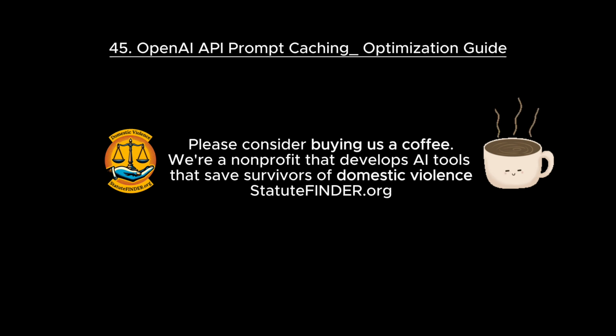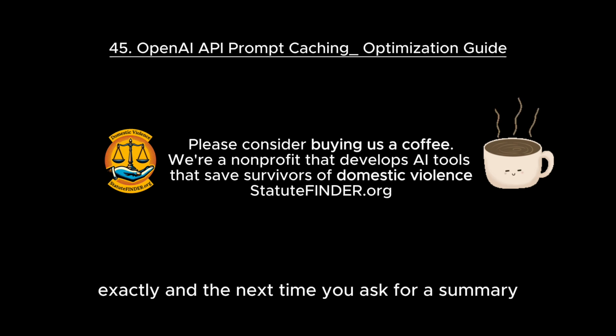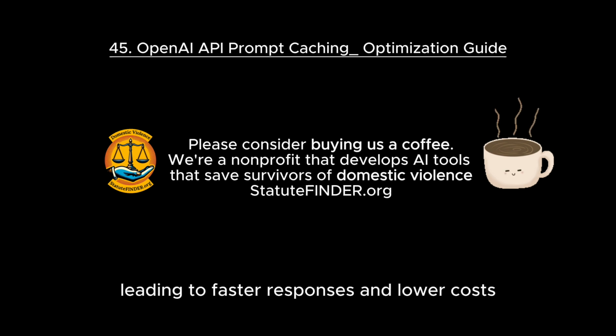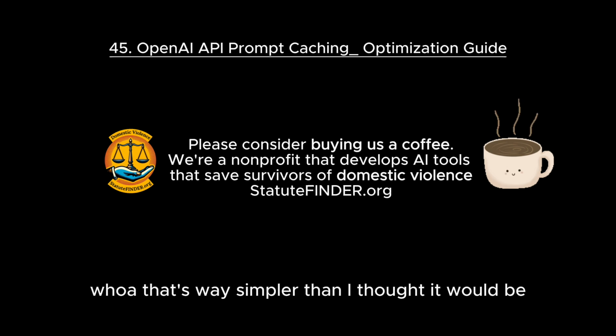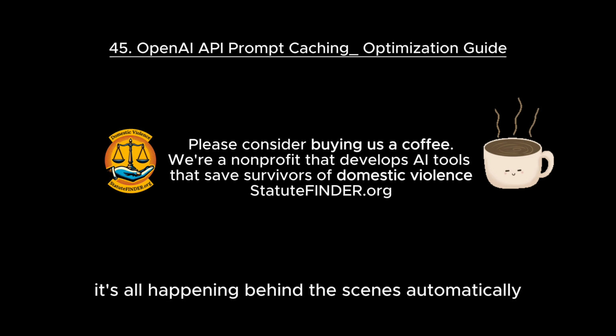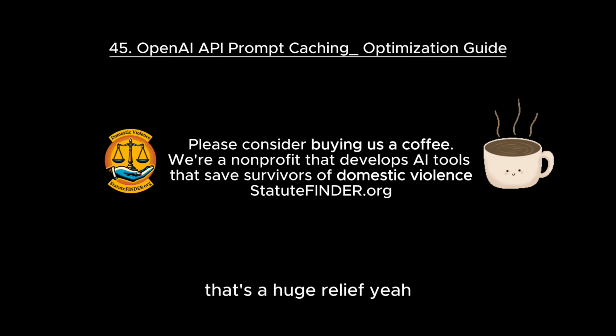So it's like the AI is learning from my past requests and getting smarter over time. That's kind of mind-blowing. Exactly. And the next time you ask for a summary, it doesn't have to start from scratch. It can reuse those calculations, leading to faster responses and lower costs. Whoa, that's way simpler than I thought it would be. And I don't even have to write any special code for this. Nope, it's all happening behind the scenes automatically. OpenAI has taken care of all the heavy lifting for you. That's a huge relief.